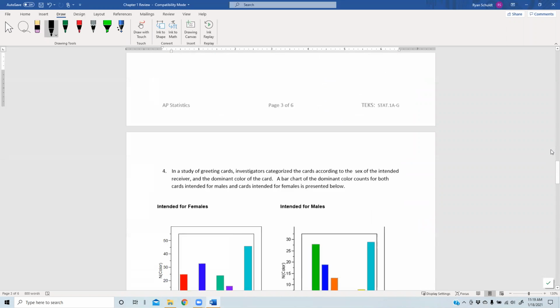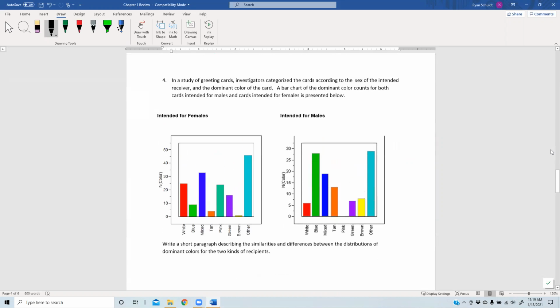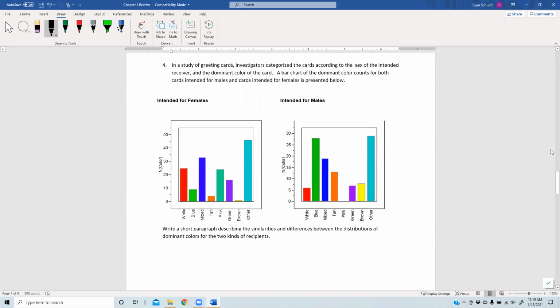Okay, so there's number 3. Number 4. In a study of greeting cards, investigators categorize the cards according to the sex of the intended receiver and the dominant color in the card. A bar chart of the dominant color counts for both cards intended for males and cards intended for females is presented below.